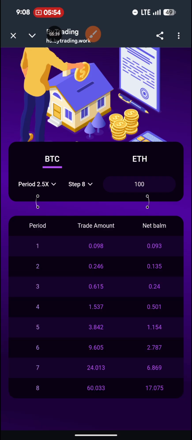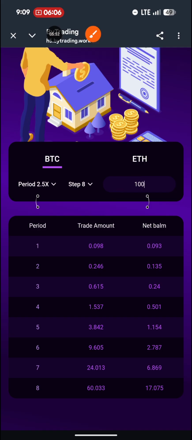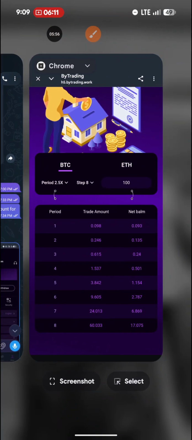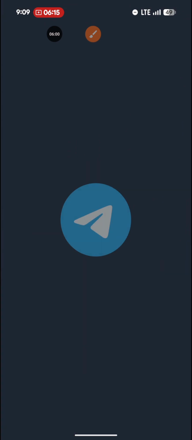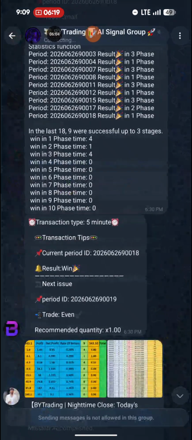Notice that as you input your balance, as you input what you want to use to trade, this trade amount will change. Now what this means is that if you are trading with the signal, let me go to the group and show you how the signal group looks like. So I will head over to my Telegram and then go to the group.